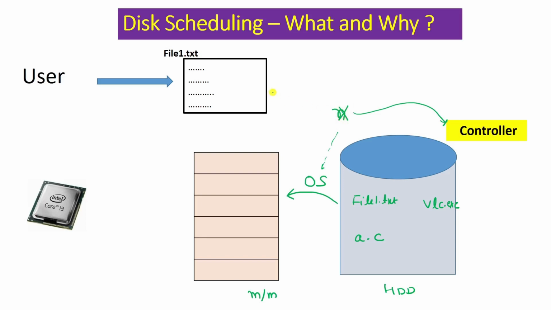Now it is over, and let's say the next request of opening some other file comes to the hard disk, which is known as R2. It will also be fulfilled in a very short span of time. So it means the controller is able to complete all the requests in a very short span of time, because it is very fast, let's say.